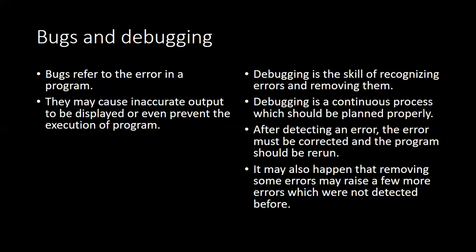Debugging is a skill of recognizing these errors and removing them. Debugging is a continuous process which should be planned properly. After detecting an error, the error must be corrected and the program should be rerun. It may also happen that after removing some errors, a few more errors rise up which were not detected before. So debugging is an important step in the development of software and in providing continuous support to a piece of software when it has been released after production.